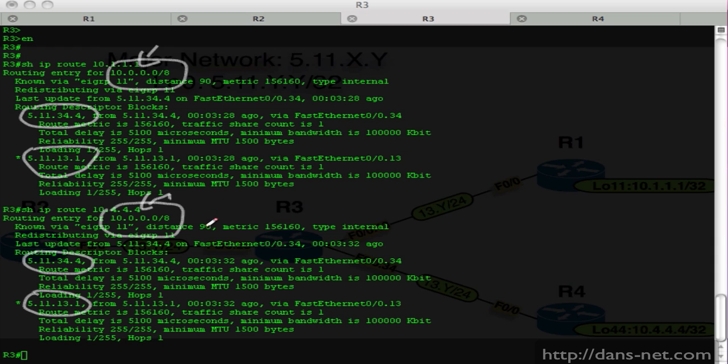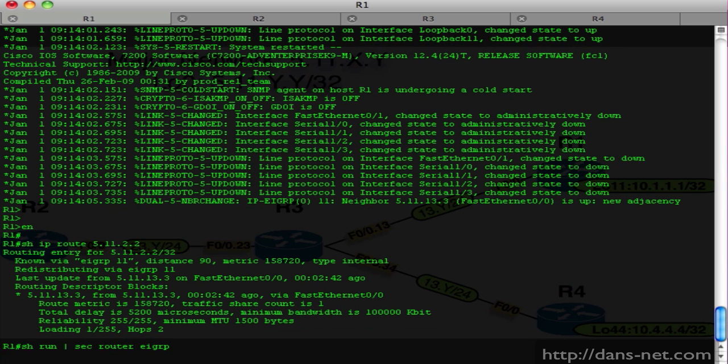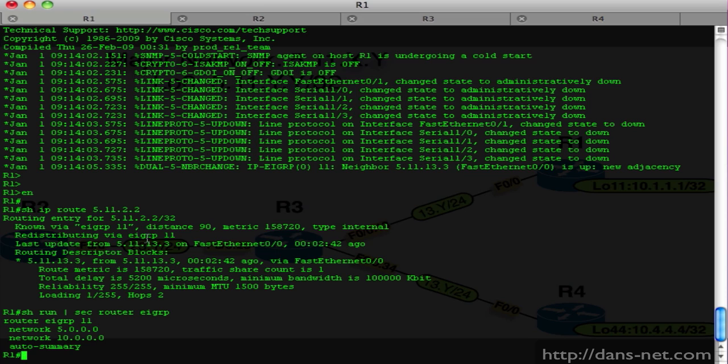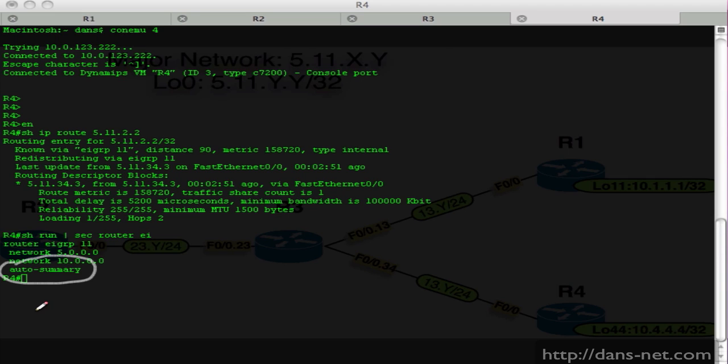Let's have a look at R1's EIGRP configuration. We see that auto-summary is not disabled. That's why R1 sends a 10.0.0.0/8 route. Let's have a look at R4's EIGRP configuration. Same problem here, like R1. That's the reason why R4 sends a 10.0.0.0/8 route.